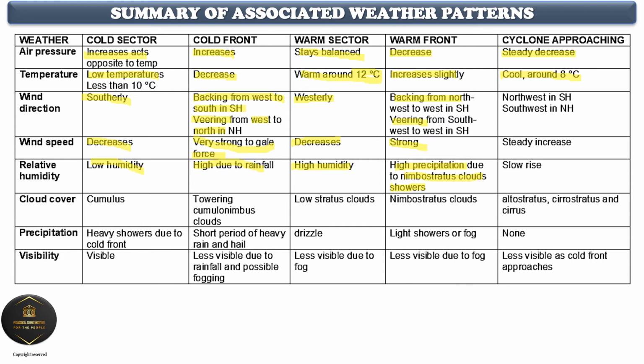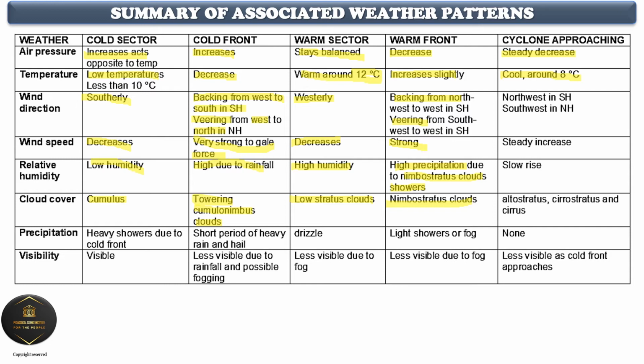And then cloud cover in the cold sector is cumulus. In the warm sector, we have low stratus clouds. Cold front, towering cumulonimbus clouds. Remember, they form because of rapid condensation, while in the warm front we have nimbostratus clouds forming as a result of air rising slowly in the warm front because of the gentle pressure gradient force.